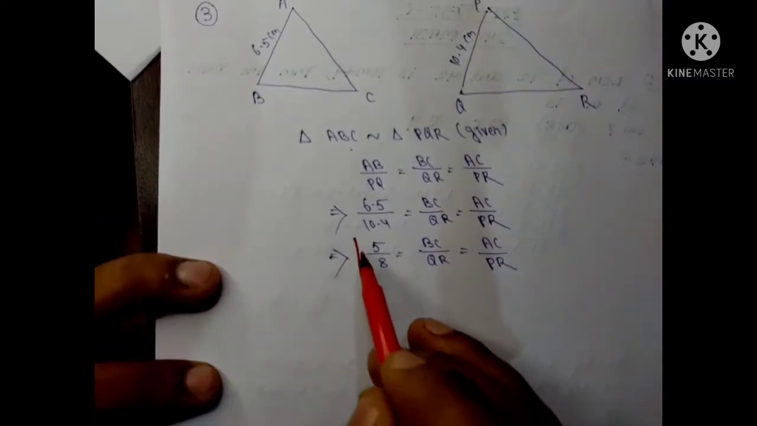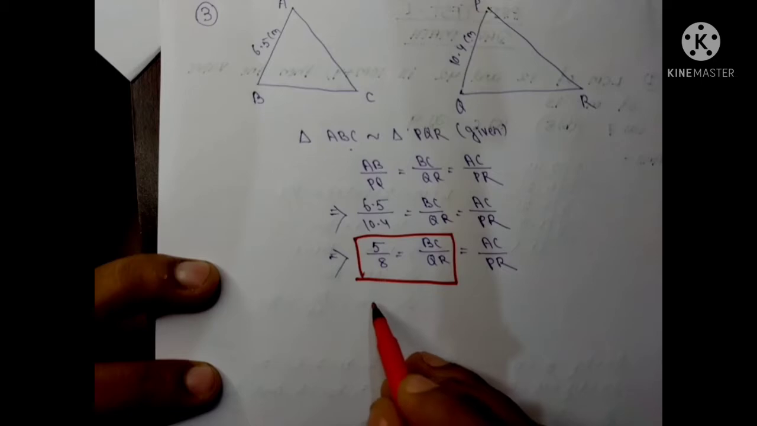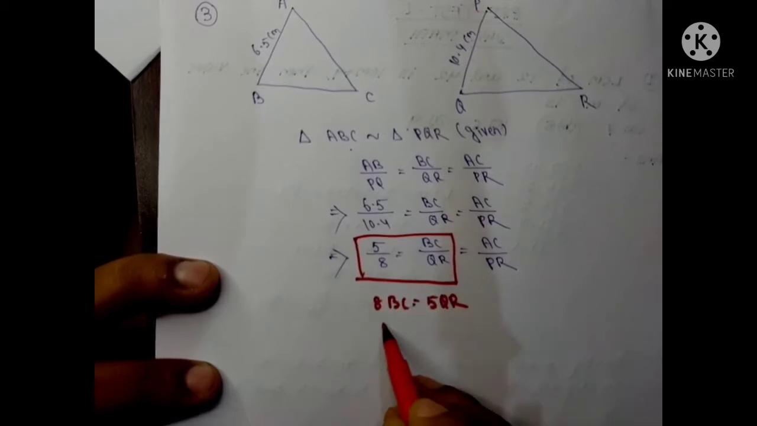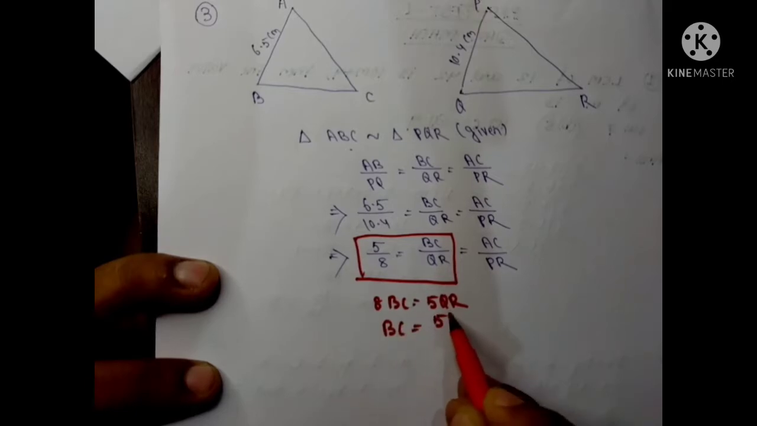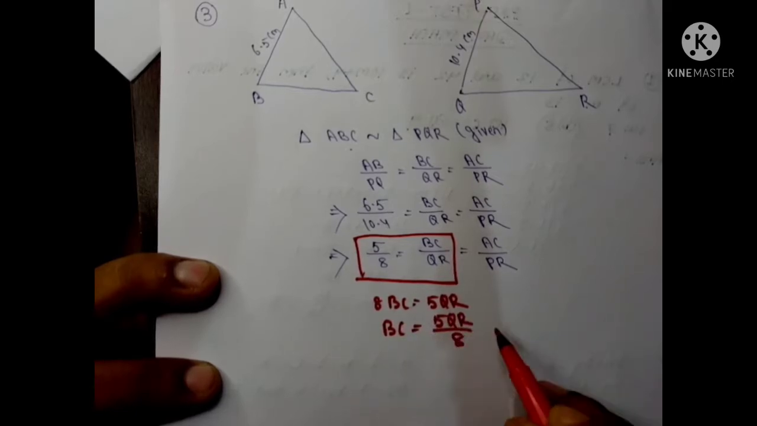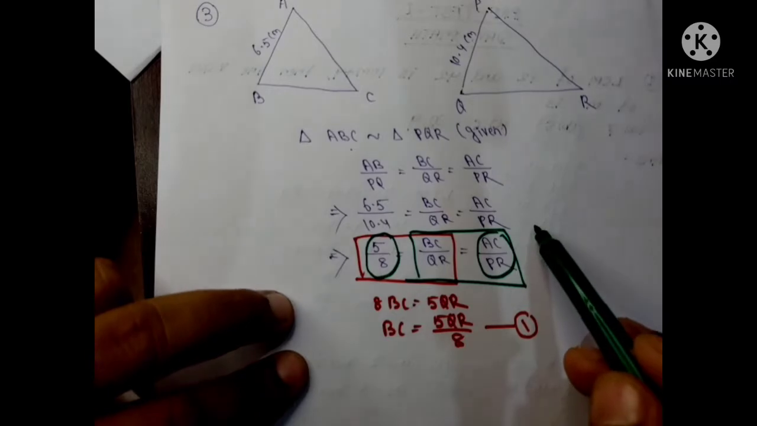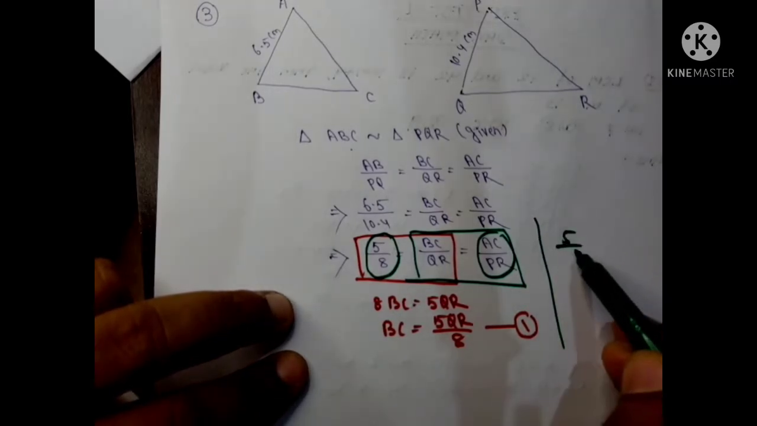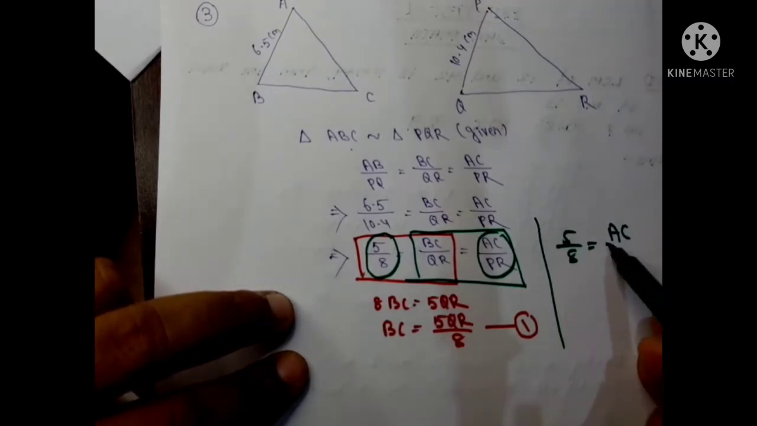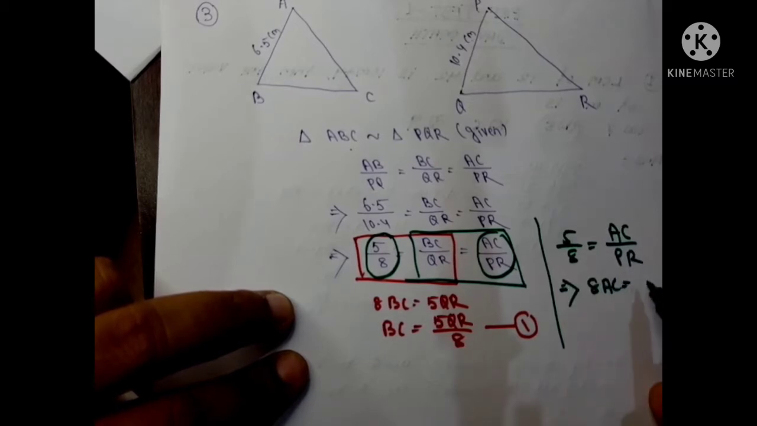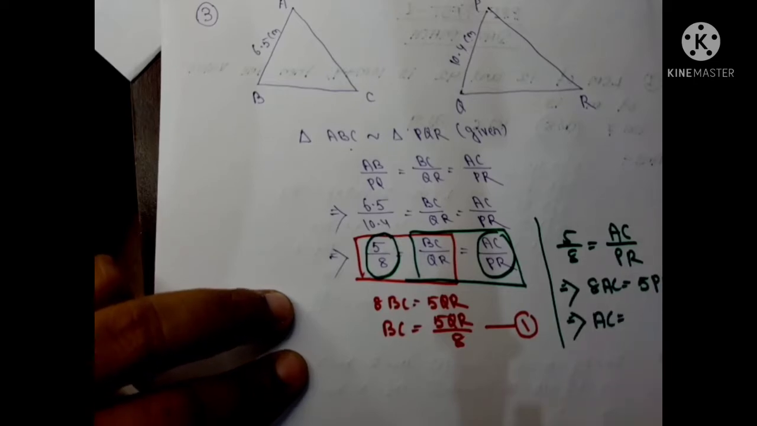Now compare the first two. Here you can see 8BC is equal to 5QR. That means BC becomes 5QR by 8. Suppose this is equation 1. Now compare the first one with the last one. That means here you can see 5 by 8 becomes AC by PR. That means 8 AC is equal to 5 PR. That implies that AC becomes 5PR by 8.